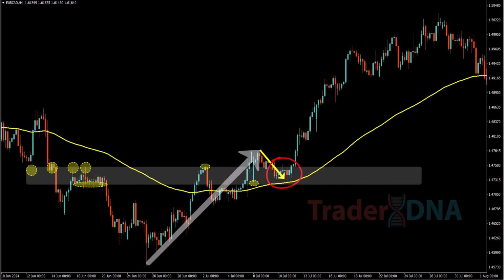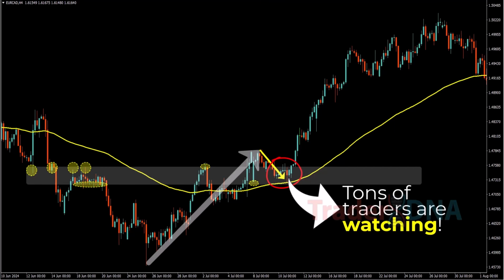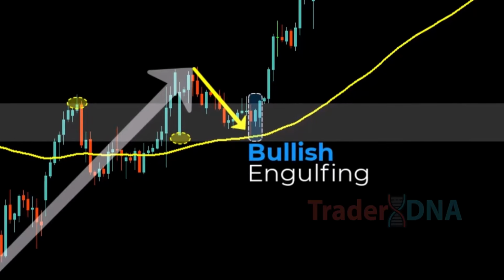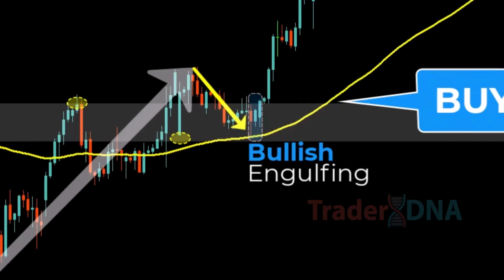Why? Because at that exact spot, tons of traders are watching. Some are trading off the moving average, others off the structure level. And when both groups jump in at the same time, that's like rocket fuel for the market. The buying pressure stacks up and you get those powerful reversals that can send your trade flying into profit. And here's the key. Once you see that confirmation candle, that's your signal. That's your green light to take the shot.